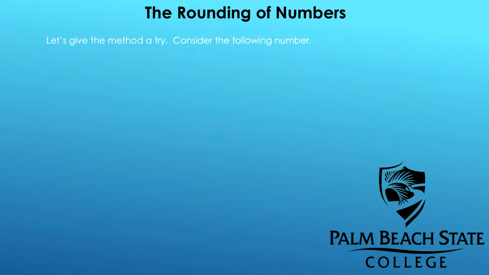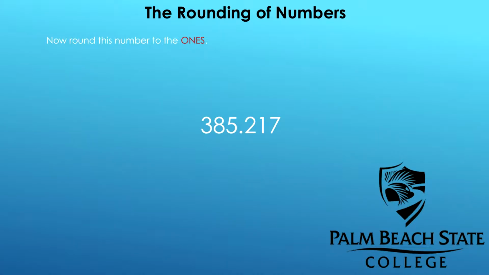Consider the following number, 385.217. And for our purposes, I want to round this to the ones place. This is also known as rounding it to a whole number. So step 1, underline the place that we're rounding to. A mistake that I've seen a lot of is when someone's told to round the number to the ones, they'll look for the digit 1 and round it there. That is not what we're talking about. We are talking about the ones place. In this case, there's a digit 5 there, so underline the 5.